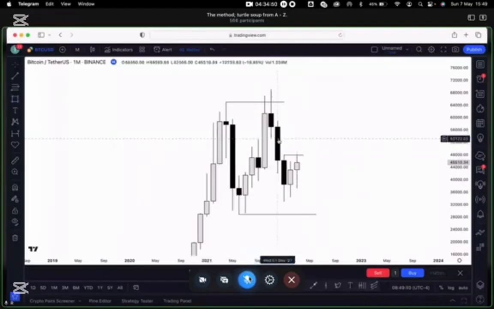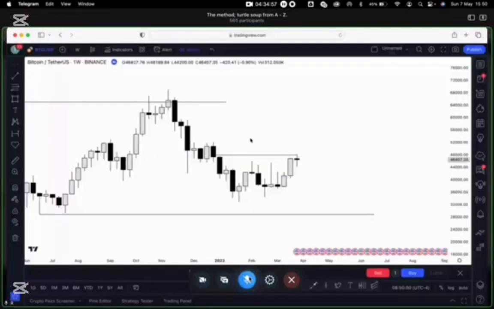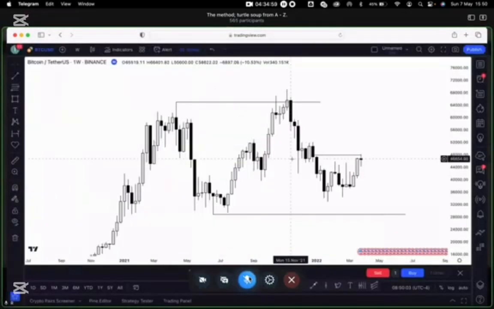Plus on the weekly, it's clear as day. Clear as day, pun intended. Clear as day. Downtrend and a market maker sell model. Yes or no?